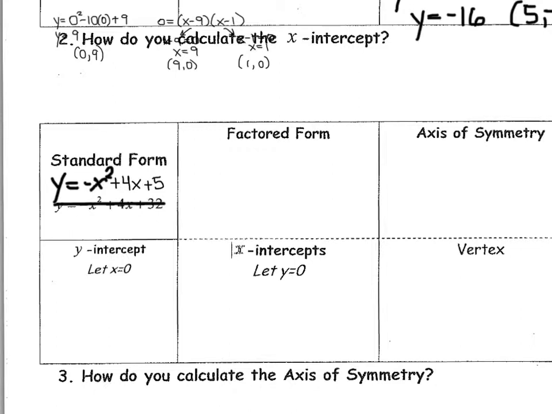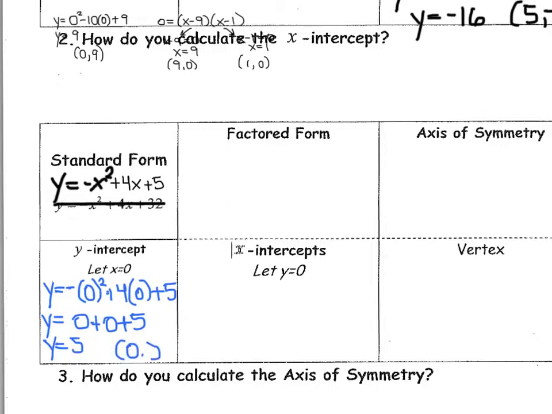So let's find the y-intercept where we let x equal 0. So it's the opposite of 0 squared plus 4 times 0 plus 5. The opposite of 0 is just 0, and then we have plus 0, plus 5. So we end up with y equals 5. Now remember, this is a point, so we write it as an ordered pair: (0, 5).